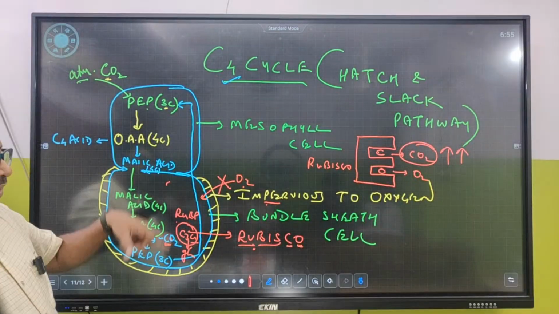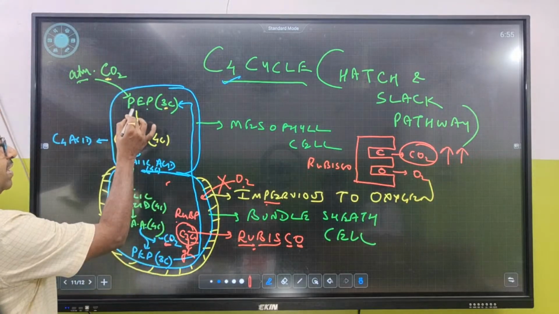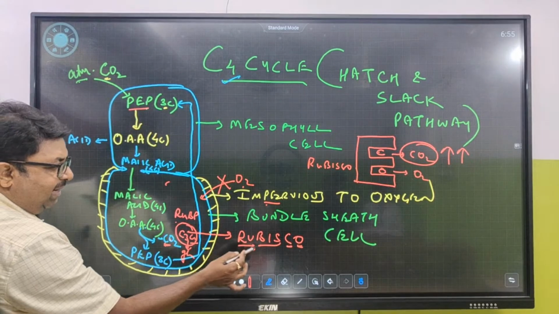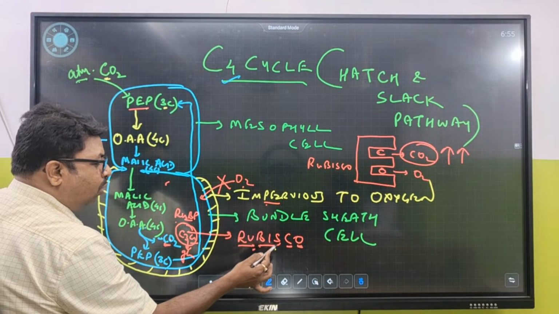So in the C4 cycle, how many carbon dioxide acceptors are required? 2. What are they? The first one, PEP, and RUBP. And over here, Rubisco is the enzyme.